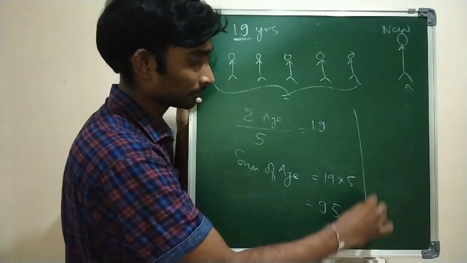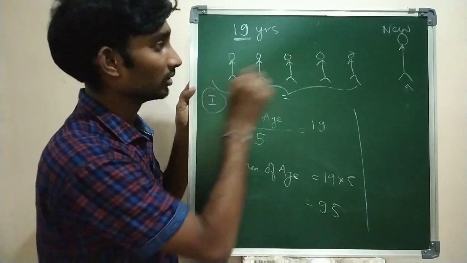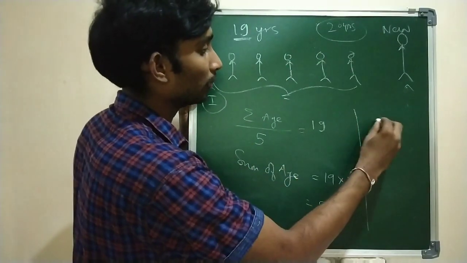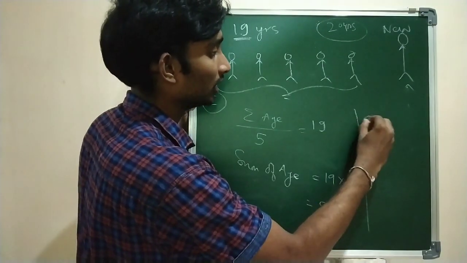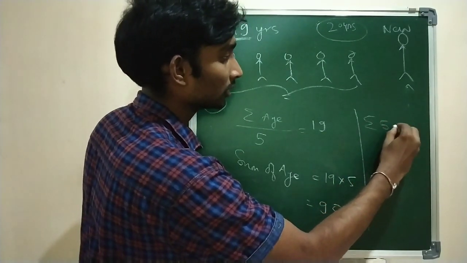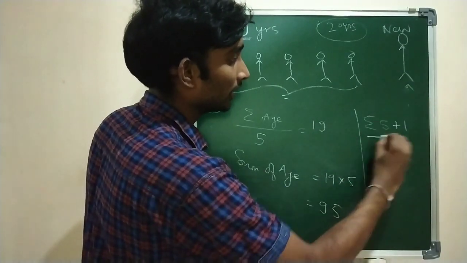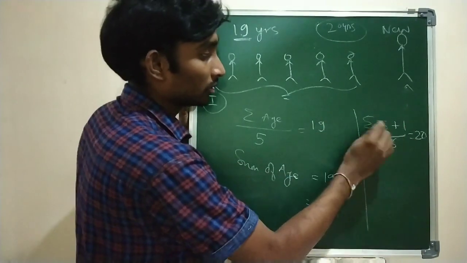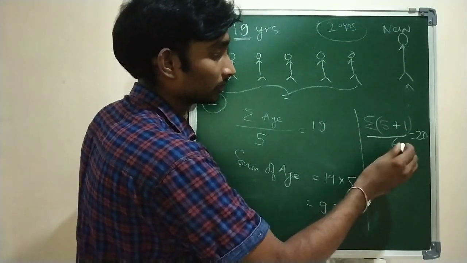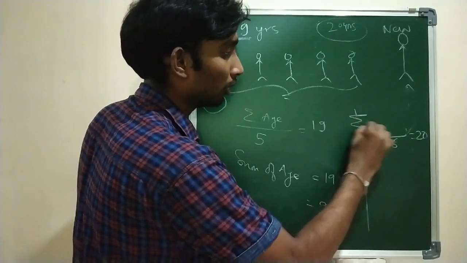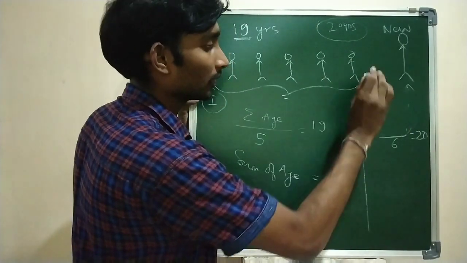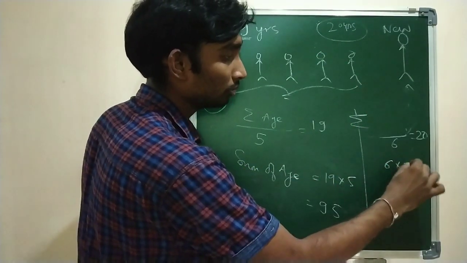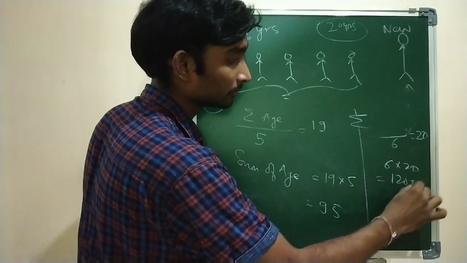Now what happened? This boy joins. This is method 1. This boy joins, so the average age becomes 20 years. So the sum of age of these 5 boys plus this one new boy, divided by 6, equals 20. Is it correct? So sum of age of all 6 boys divided by 6 equals 20. So sum of ages of all 6 boys equals 6 into 20, equals 120 years.